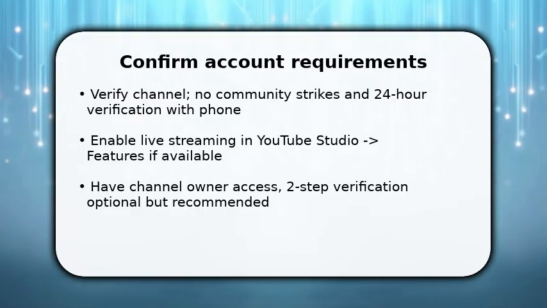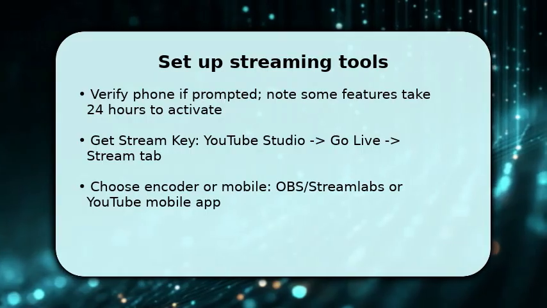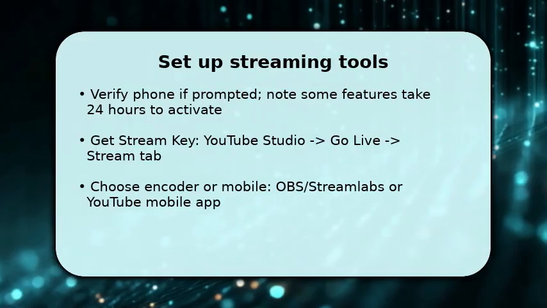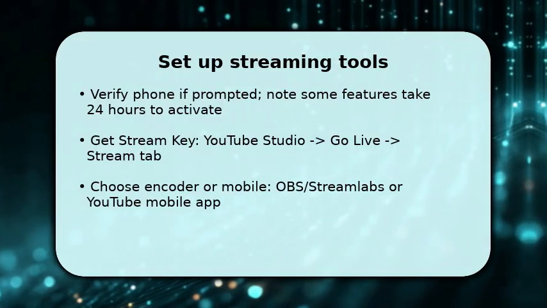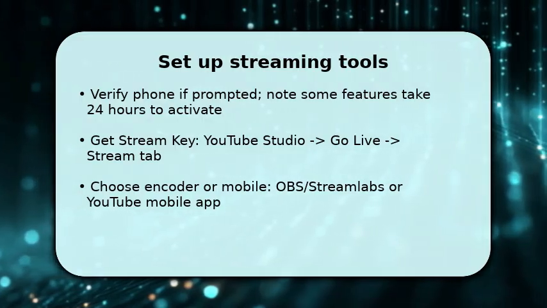Next, prepare the tools. Verify your phone if YouTube asks. Features sometimes take up to 24 hours to propagate, so don't panic if live isn't immediate. Then open YouTube Studio, click Go Live and copy the stream key from the Stream tab.